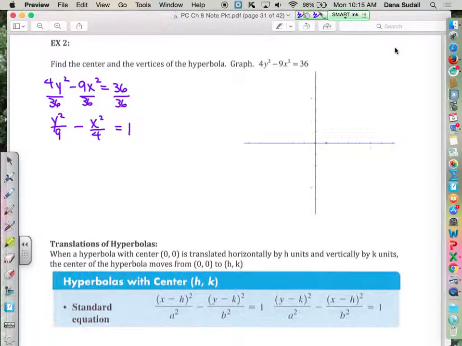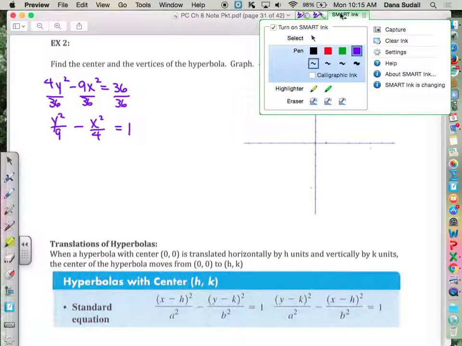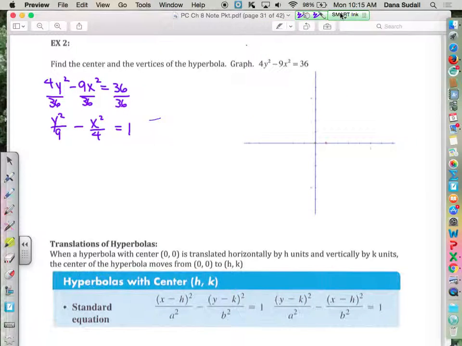And now you notice that the y squared is first, which means this one's going to open up and down instead of left and right like the other one. Center is still at (0, 0). A value is still first, plus or minus 3. It happens to be larger, but it doesn't have to be. B values are plus or minus 2.